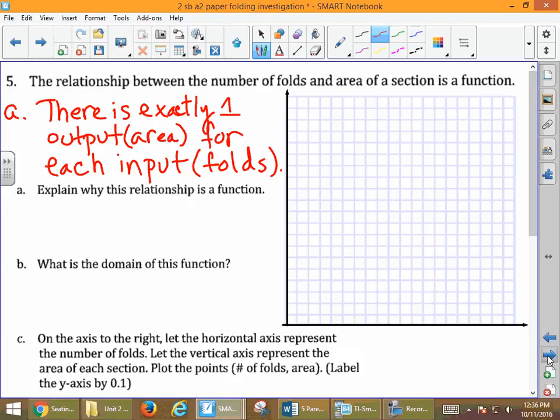It says, what's the domain of this function? Well, our domain is still the same. It's going to be the folds.